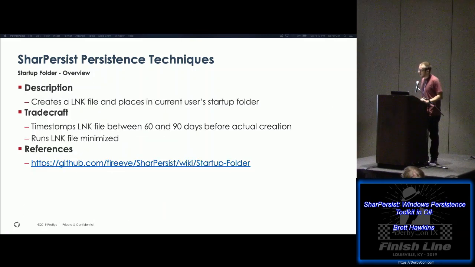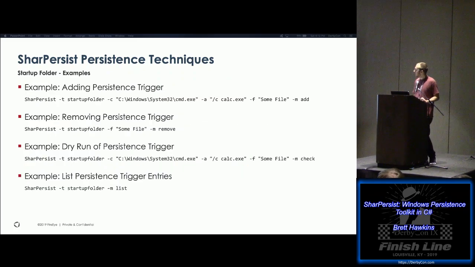Windows startup folder. What this is going to do is create a link file and place it in the current user startup folder. Some tradecraft with this one: it's going to timestamp the link file between 60 and 90 days before the actual creation. Why am I doing that? Basically, if the blue team has any sort of scripts running on host to see recently added or modified files, like within the last 30 days or something, this will make sure that it's not caught in that. And also, it's going to run the link file minimized, so the user will not see it. Again, pretty basic examples there. Not going to go through them since they're all on the GitHub.